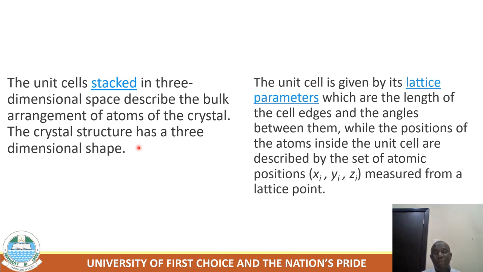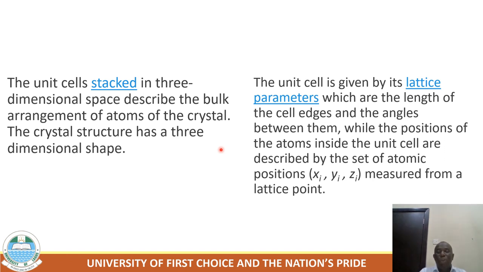The unit cells, as I explained, are stacked in three-dimensional space. When we stack them in three-dimensional space, they describe the arrangement of atoms in the crystal. And that unit cell is given by its lattice parameters, as I said, which are the lengths of the cell edges and the angles between them.